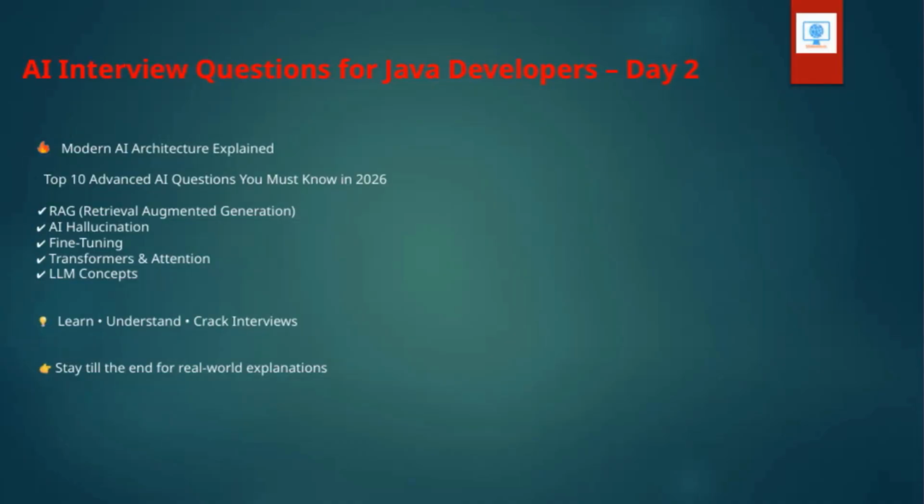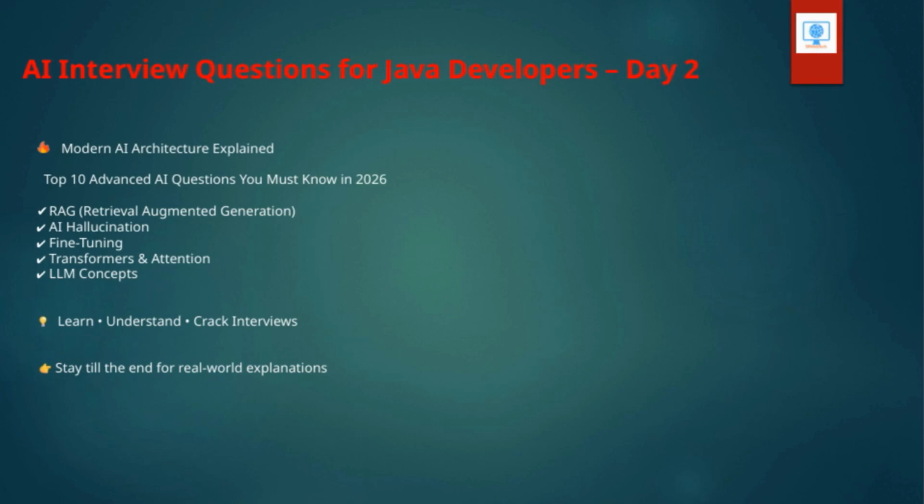Welcome, everyone. Today, we're diving into modern AI architecture explained. We'll explore the top 10 advanced AI questions you need to know in 2026. We'll cover topics like RAG, AI hallucination, fine-tuning, transformers and attention, and LLM concepts. Our goal is to help you learn, understand, and crack those tough interviews. Stay with us till the end for some real-world explanations.